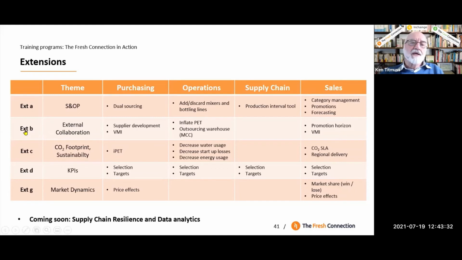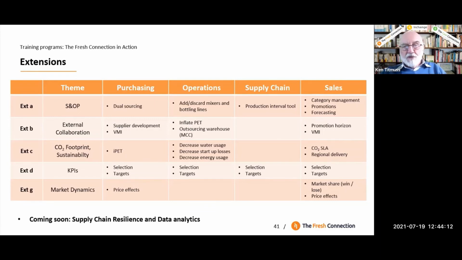In the 3rd week, we'll add in Extension B, which is the external collaboration, which means that on the procurement side, you can start looking at some supplier development, or you can do vendor managed inventory, perhaps. In operations, instead of buying an inflated PET bottle, we can do the inflation within our own plant and then fill it. Or we could do outsourcing of our finished goods warehouse to a third-party logistics provider. Or on the sales side, we can look at promotions, more depth into promotions, and maybe even vendor managed inventory with some of our customers.